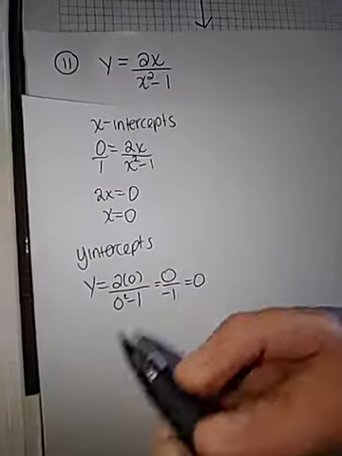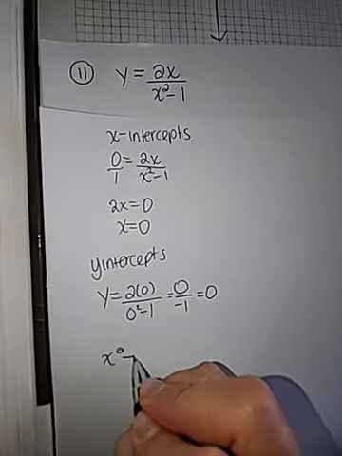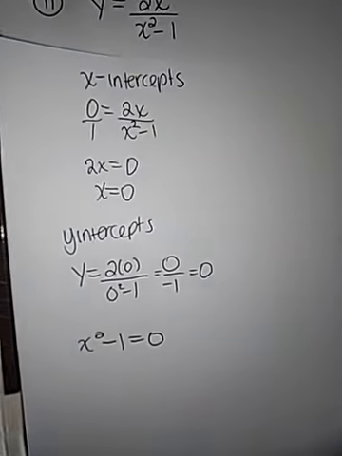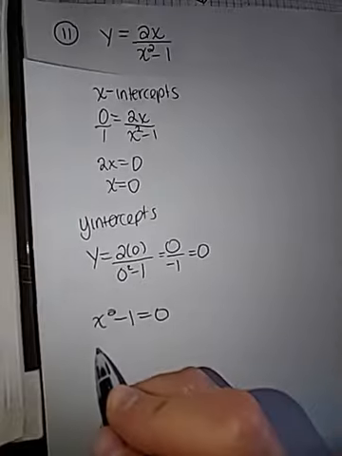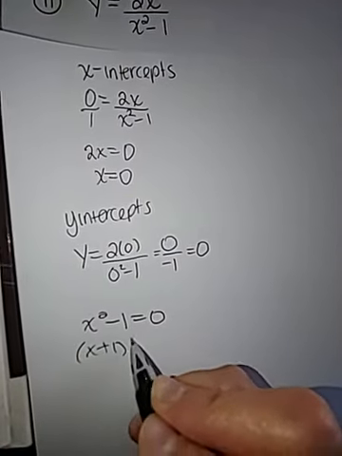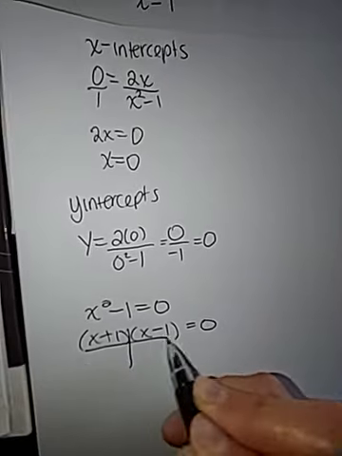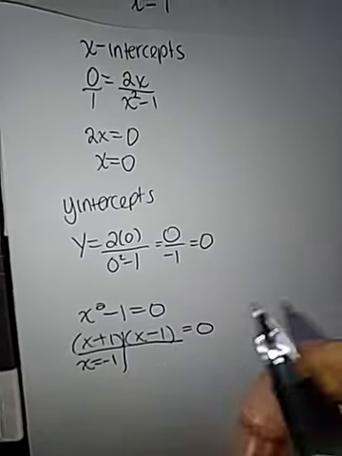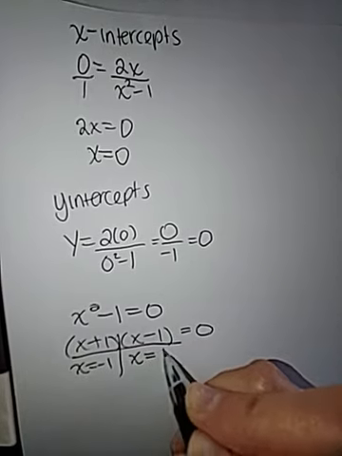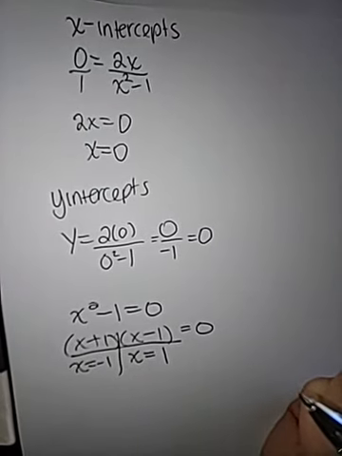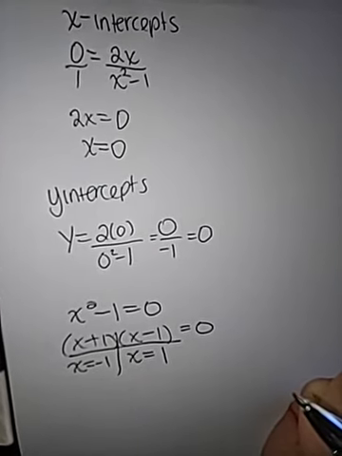All right, and then the last thing I'm going to find is any of my undefined values. So I'm going to set my denominator equal to 0. That's the difference of two squares. So I have a vertical asymptote at negative 1 and positive 1.